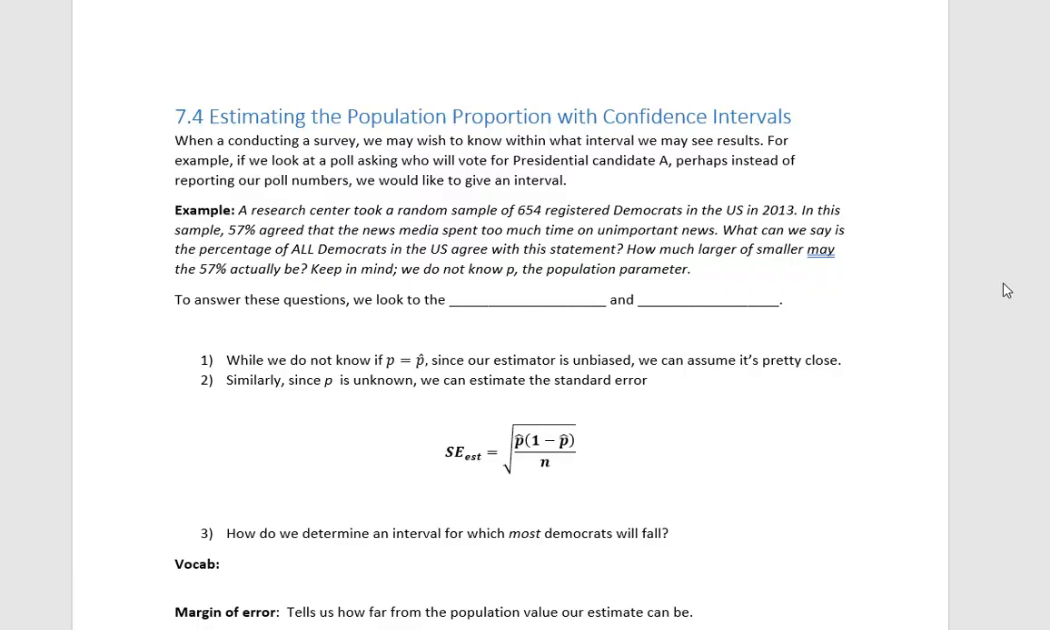Alright, so in 7.4 we're going to be talking about something called a confidence interval. So when conducting a survey, we want to know within what interval we might see results. So let's just go ahead and look at this example.